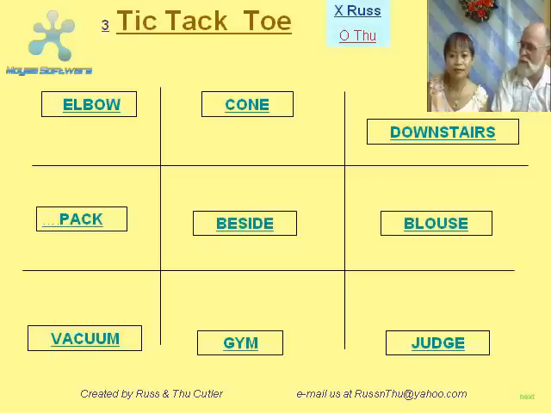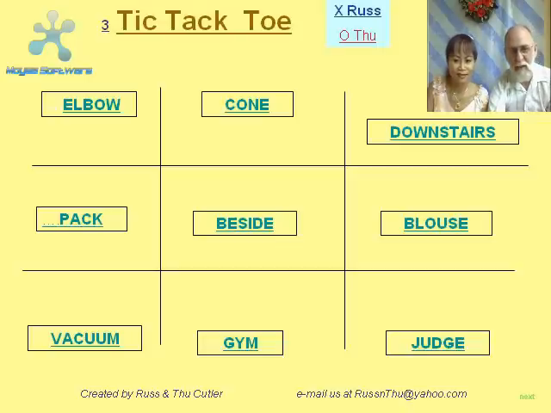Downstairs, what's the opposite of downstairs? Upstairs. And pack, what is a pack? Pretty soon you and me go for vacation. Yeah, when you put clothing into a suitcase, you pack the suitcase. Beside, what's another word for beside? Next to. So same as next to, beside, next to.